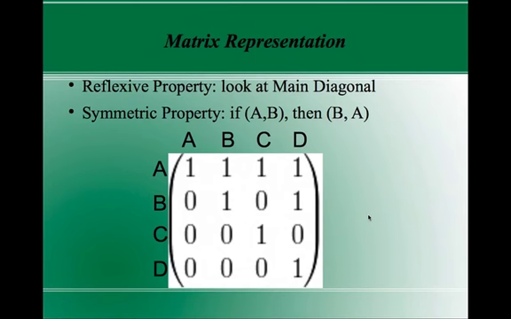The last property is called the transitive property. This property is hard to see in just one single matrix, but it can be easy to find if you find what is known as a transitive closure, which we will discuss in a moment.